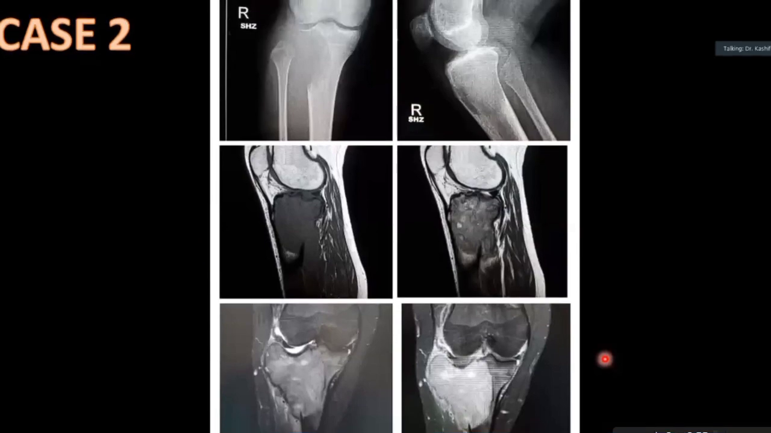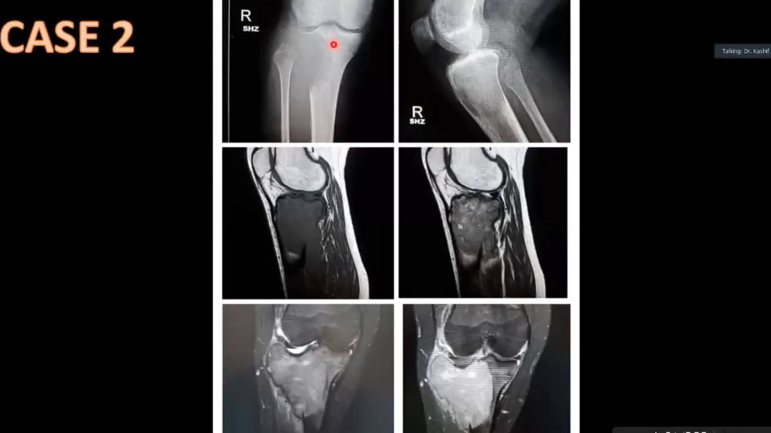So this is the second case. This is a young gentleman who had a long-standing history of knee pain. We always start with a plain film and then further imaging workup. So you can see two images, AP and lateral view of the knee joint, and then MRI imaging.